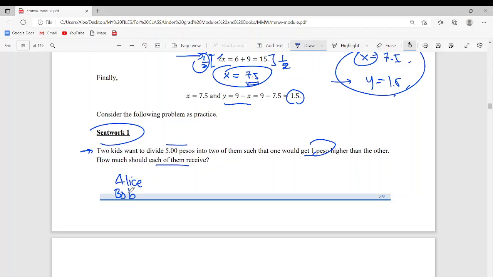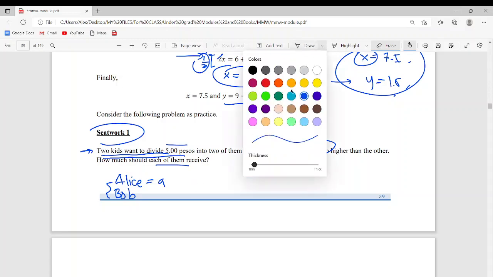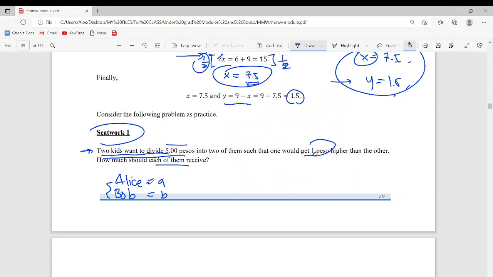Since two kids want to divide 5 pesos, which is Alice and Bob, let's just use A and B, Alice and Bob. If they divide the 5 pesos, we can have this particular system of equation, which is a plus b equals 5.